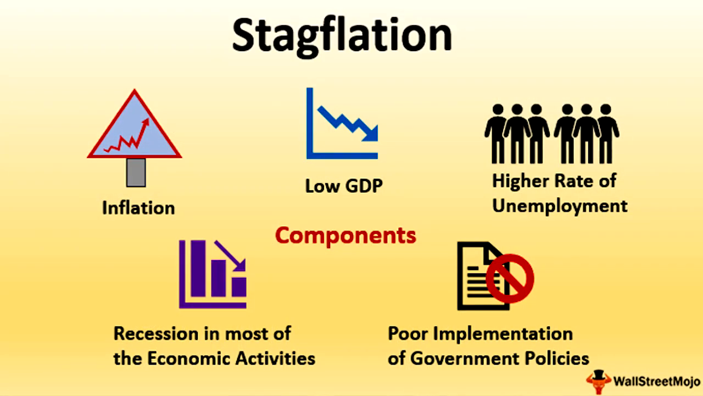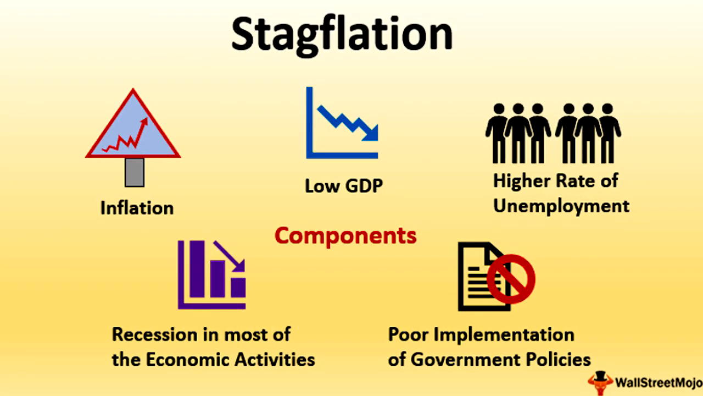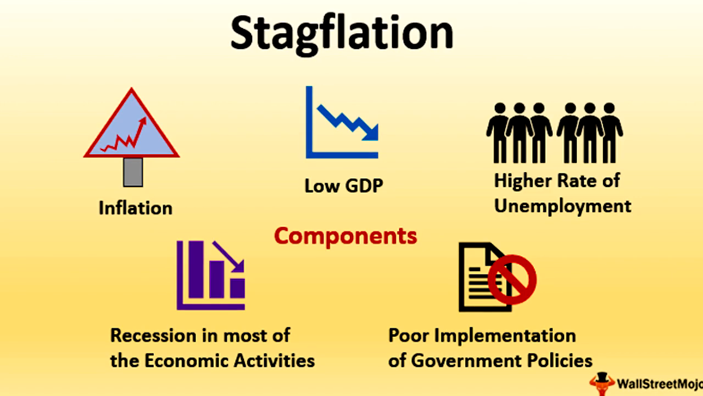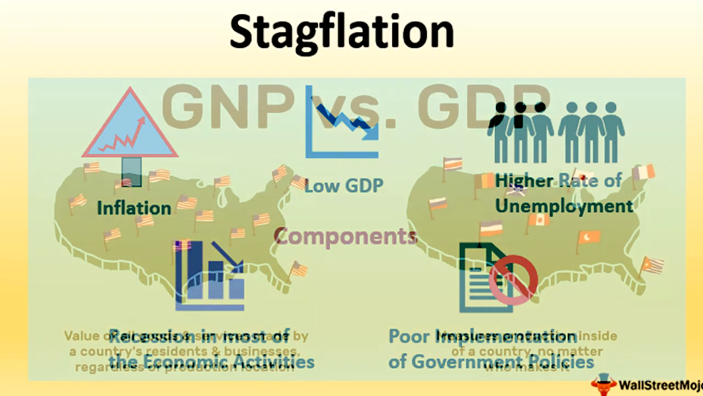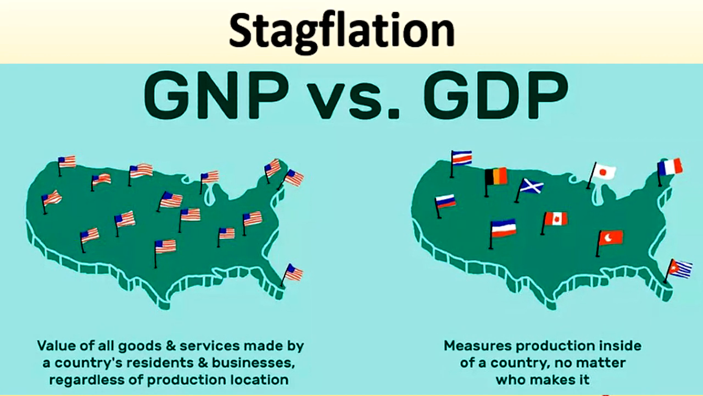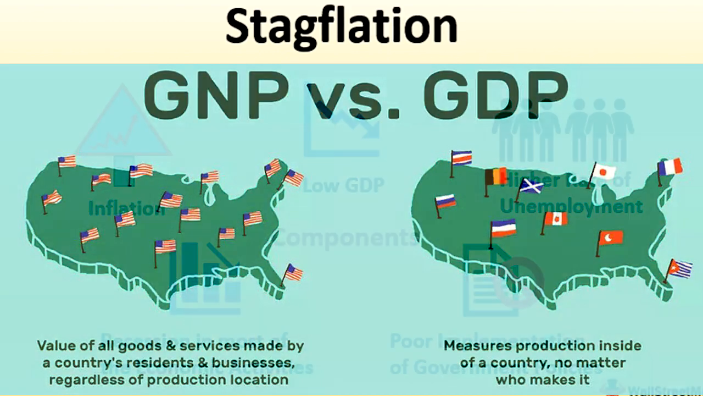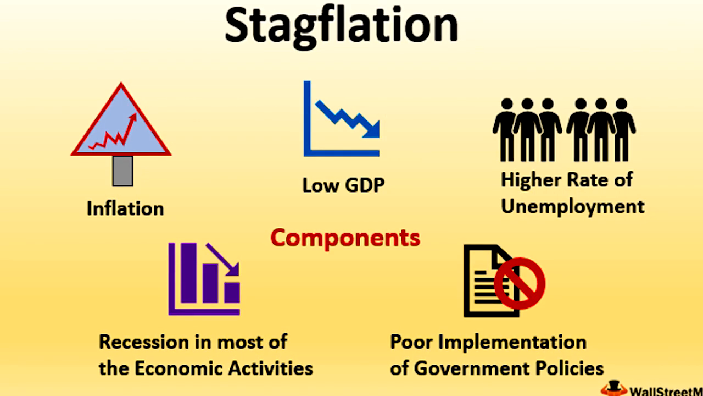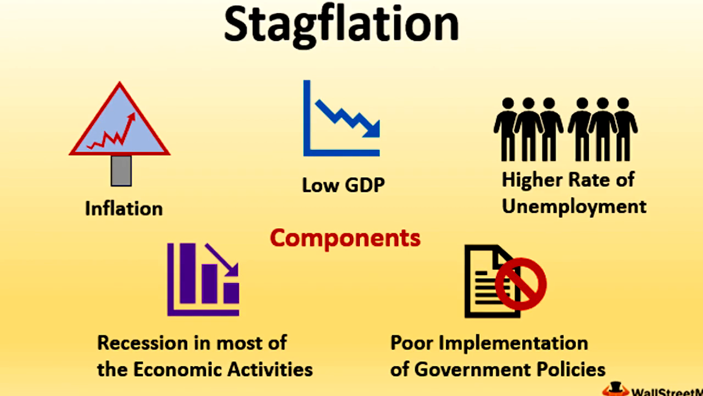So nagkaroon ng inflation, nagkaroon ng low gross domestic product, or ano ba yung GDP and GNP? Tignan natin para ma-refresh lang yung utak nyo about GNP and GDP. Ang GNP, value of all goods and services made by a country's residents and businesses, regardless of production location. And ang GDP naman, measures production inside of a country no matter who makes it. So, yan. Makikita nyo sa illustration. Maintindihan nyo na kagad. Higher rate of unemployment. Recession in most of the economic activities. And poor implementation of government policies. Magkakaroon ng stagnation kapag nag-decline ang economic growth and employment. Magkakaroon naman ng inflation kapag nagkaroon ng price hike or sharp increase in prices, stagnation and inflation.